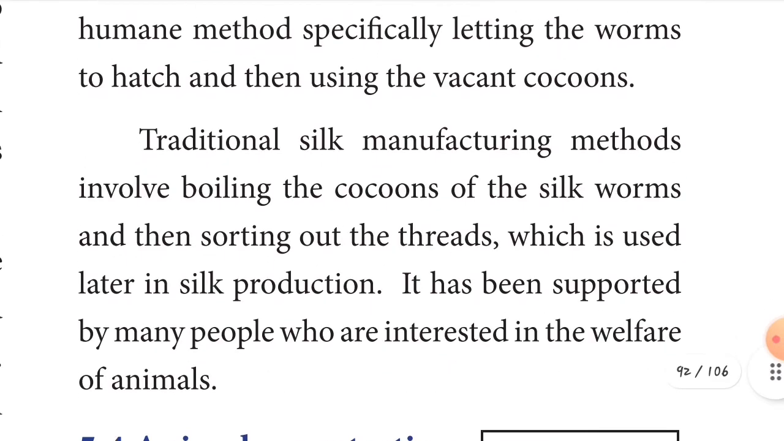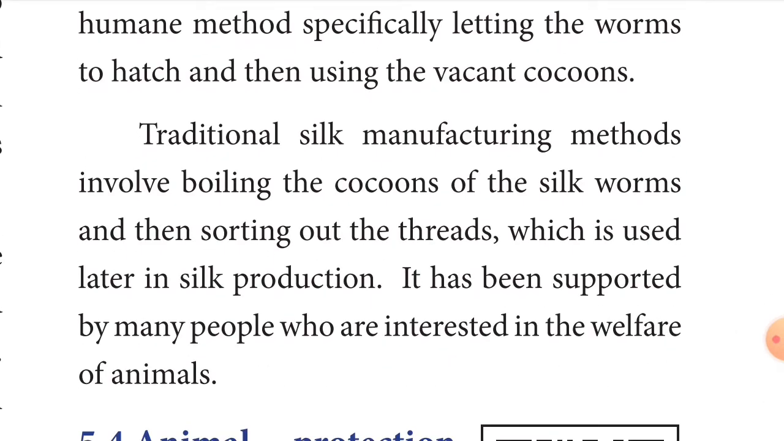The traditional silk manufacturing method involves boiling the cocoons with the silkworms inside. Then the threads are sorted out, which is done later in silk production. This has been opposed by many people who are interested in the welfare of animals.